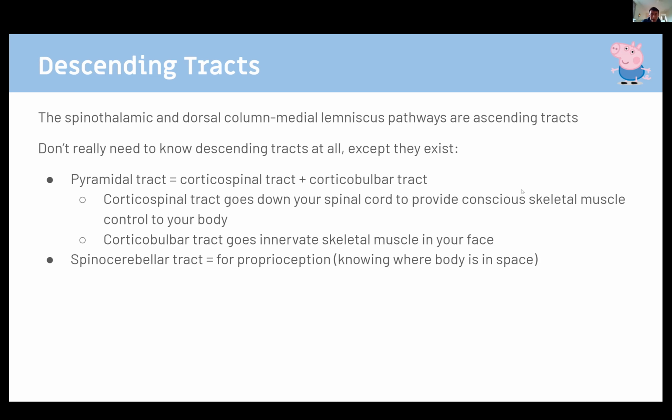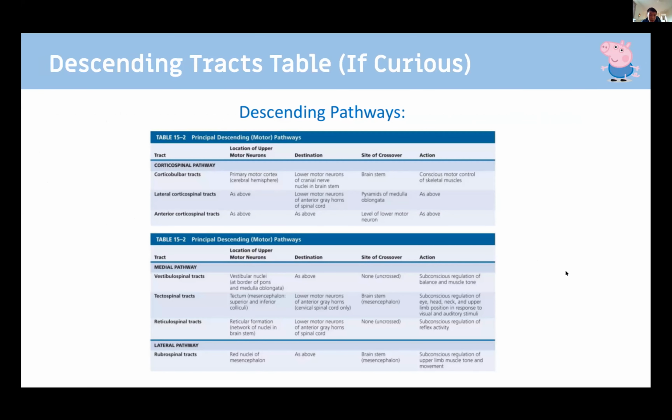The two major tracts that you need to know are the ones we mentioned before, the spinothalamic and the dorsal column medial lemniscus tracts. And yep, I think that's basically it. There's a table if you're more curious about descending tracts.